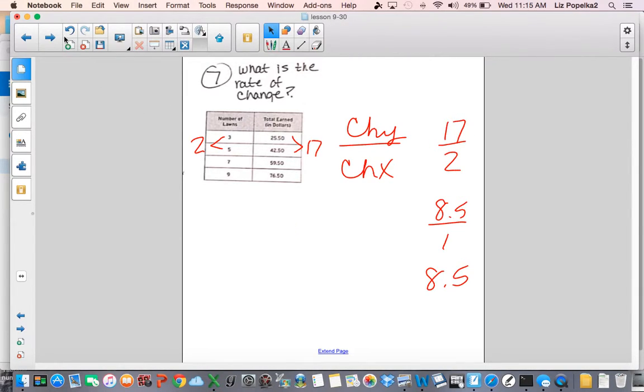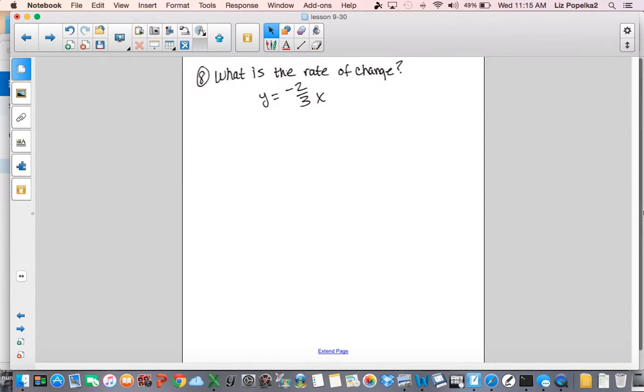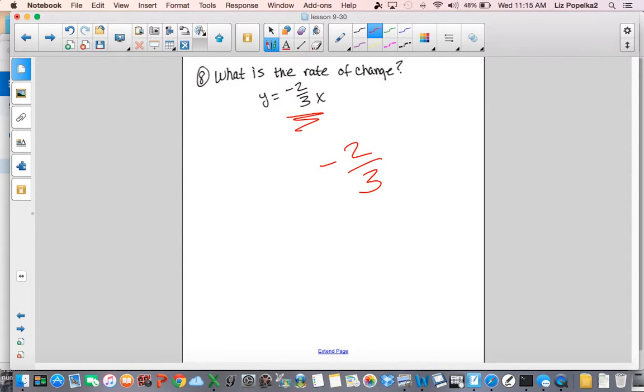And last but not least, what is the rate of change? It's just this coefficient right here in front of the x. That gives you a -2/3 for your rate of change.